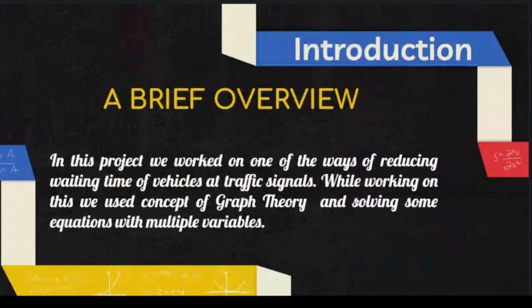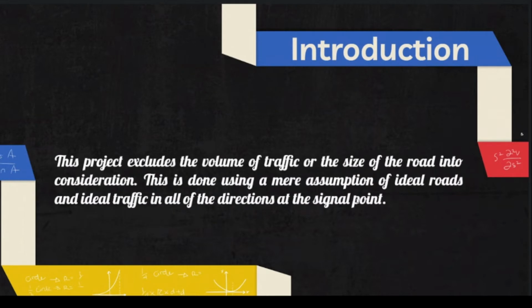In this project, we worked on one of the ways of reducing waiting time of vehicles at traffic signals. While working on this, we used the concept of graph theory and solving some equations with multiple variables. And yes, we haven't implemented the entire part of graph theory, but just a small glimpse. This project excludes the volume of traffic or the size of the road from consideration. This is done using a mere assumption of ideal roads and ideal traffic in all of the directions at the signal point. These were our constraints.